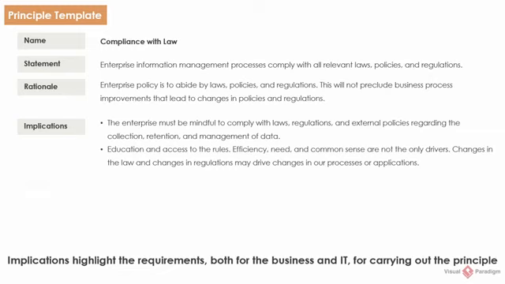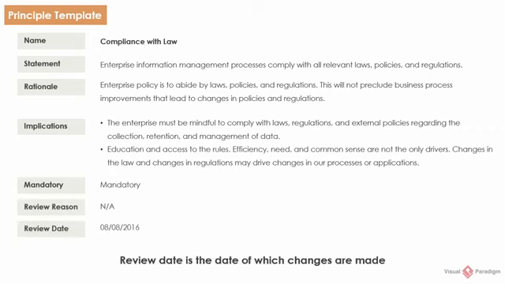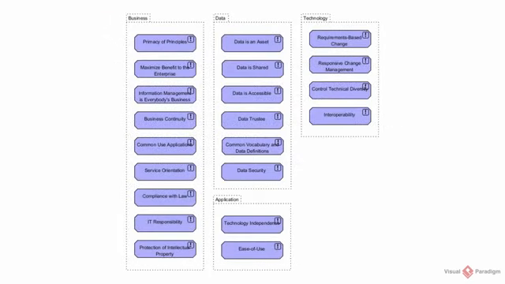Here is some optional information. You can state if the principle must be fulfilled, or is just advisory. Explain why changes were made. Enter the date on which changes were made. You can use the ArchiMate modeling language to model the principles visually.